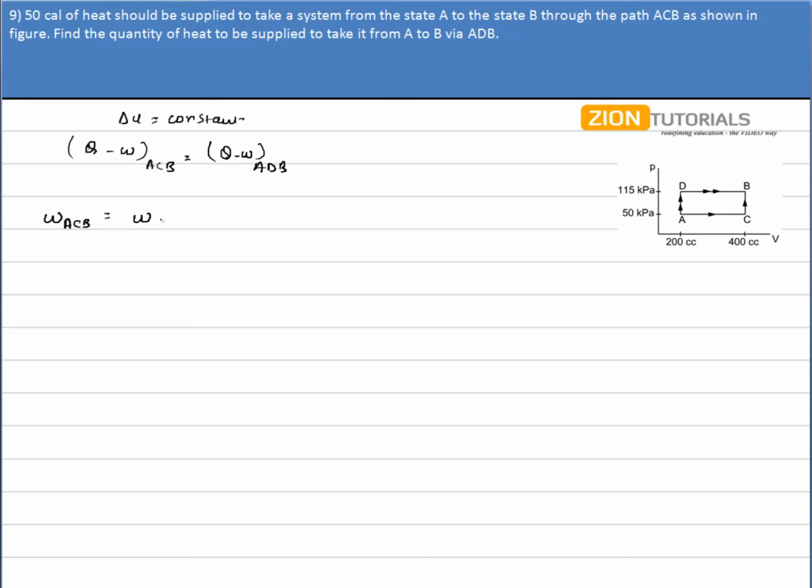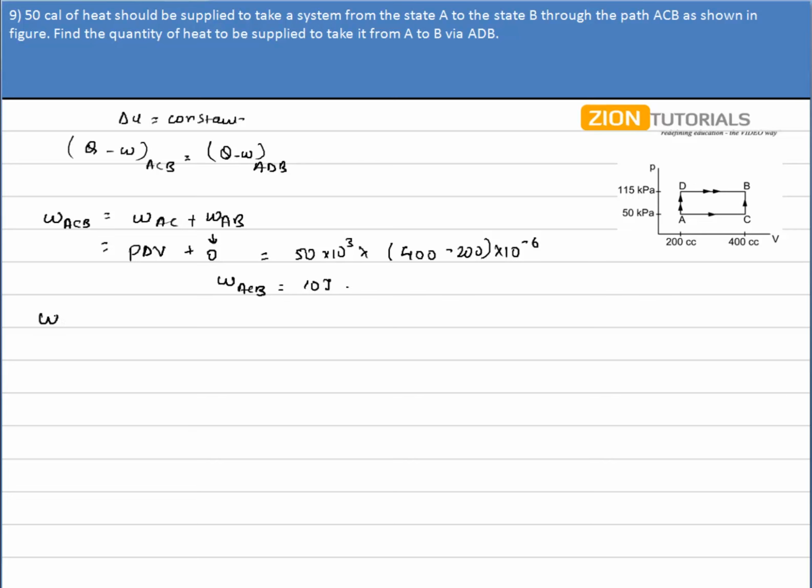That will be equal to work done during the path AC plus work done during the path AB. Now work done during the path AC is given by P delta V, but the work done during the path AB is 0 because delta V is 0. So pressure is 50 kilopascals into change in volume, that is 400 minus 200 into 10 to the power minus 6 to convert it into meter cube. So this work done during the path ACB comes out to be 10 joules.